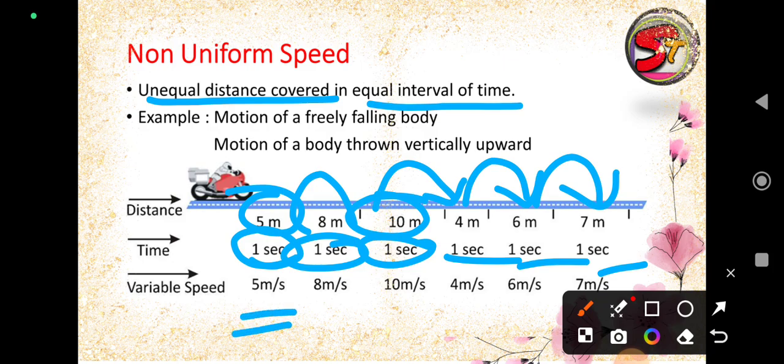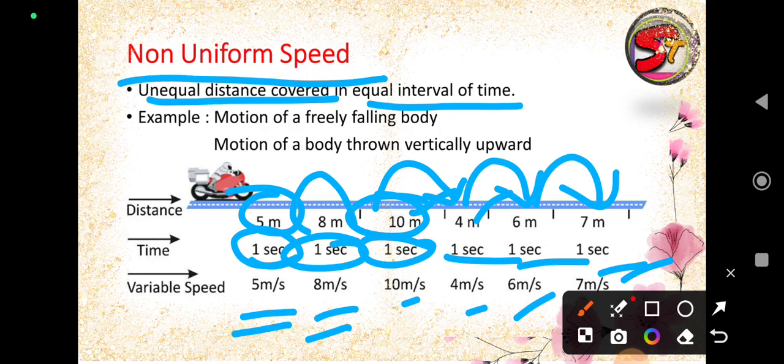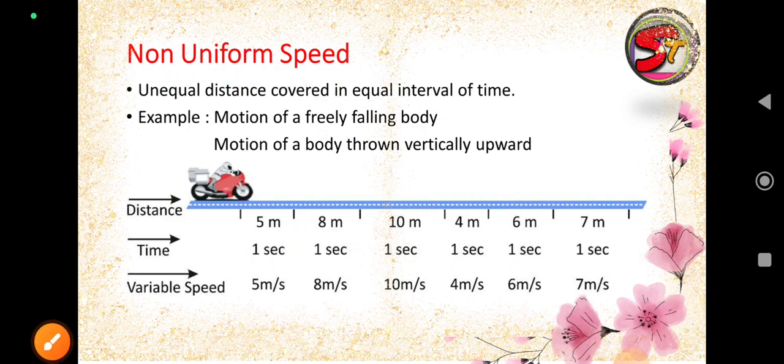8 meters in 1 second means 8 meters per second. 10 meters in 1 second means 10 meters per second. 4 meters in 1 second means 4 meters per second. Just like that, 6 meters per second and 7 meters per second. Here variable speeds are there, therefore we can call it non-uniform speed: unequal distance covered in equal intervals of time. This is one case.